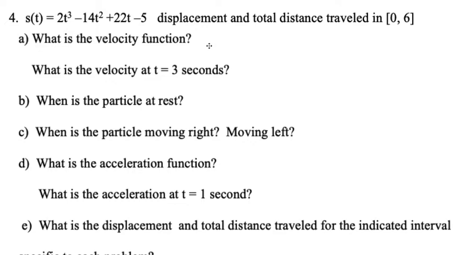So let's see what we got. First of all, this is number 4. We want to find the velocity, which is just the derivative of your position. So the velocity function here, we take the derivative of this. We're going to end up with 6t squared minus 28t plus 22. What is the velocity at 3 seconds?